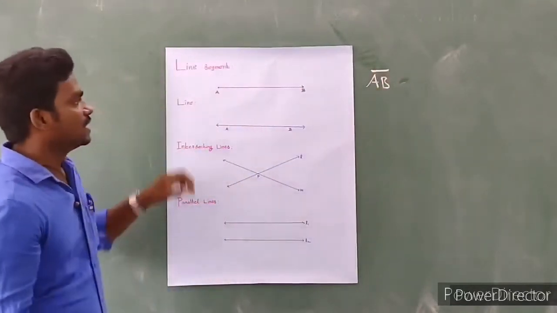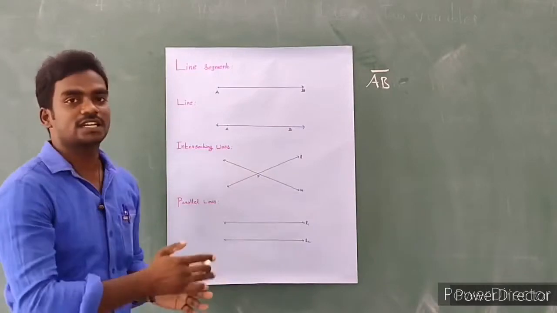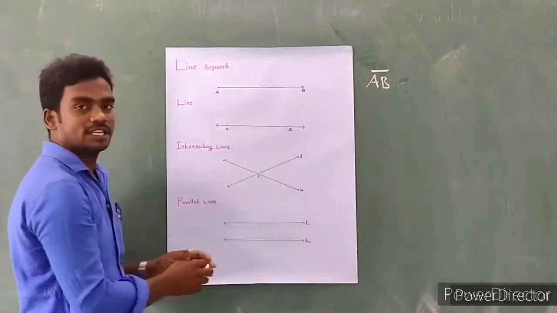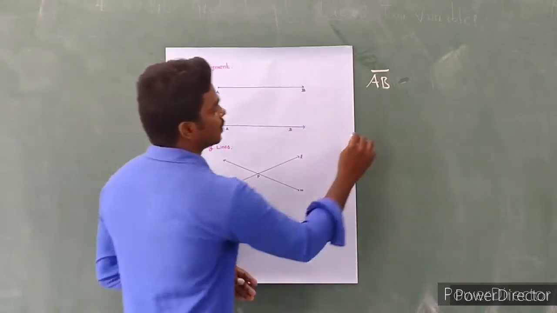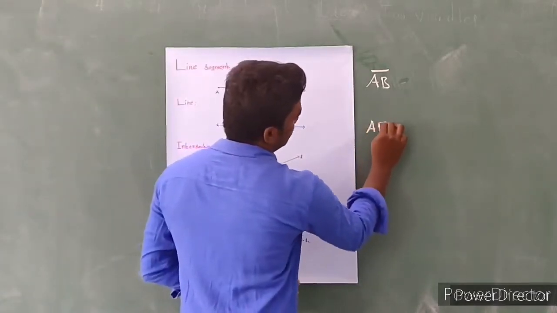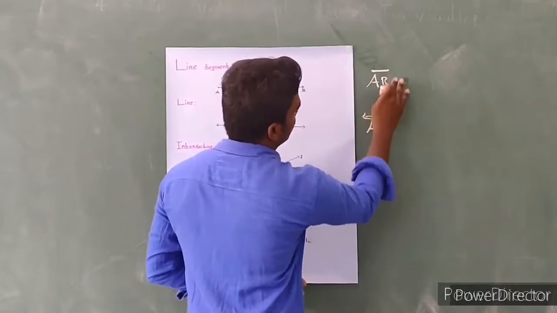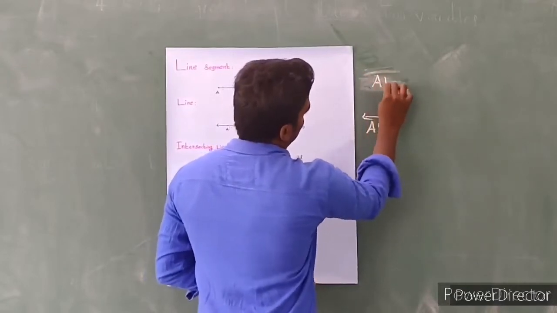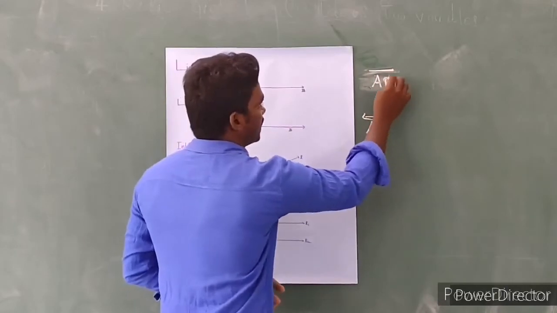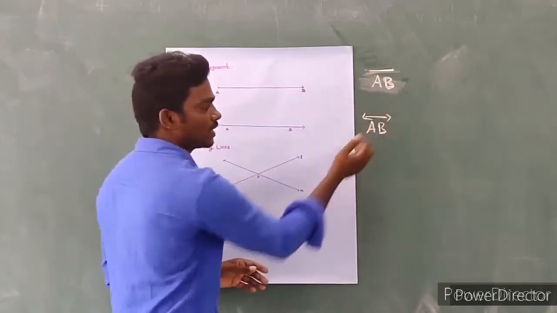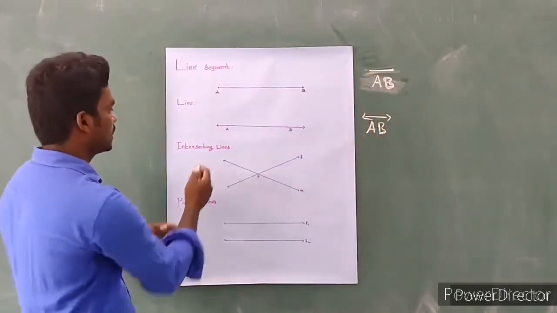Next one, what is a line? A line segment extended on both sides to infinity is called a line. A line is represented by AB with this line symbol. So this is called line segment AB, and the second one is line AB.